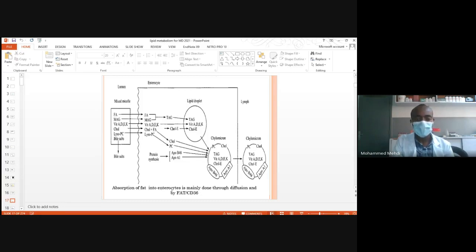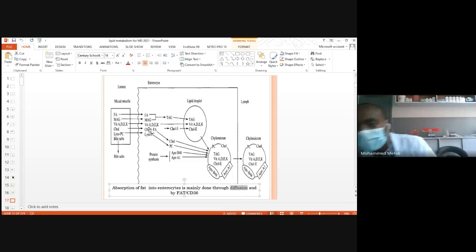Absorption of fat into the enterocyte is mainly done through diffusion. Diffusion means passively moving from a high concentration area to a low concentration area. This re-esterification is required to keep the concentration of lipid end products low inside the cell. So after absorption, they are re-esterified. As a result, we have a low concentration, which allows the passive absorption or diffusion.